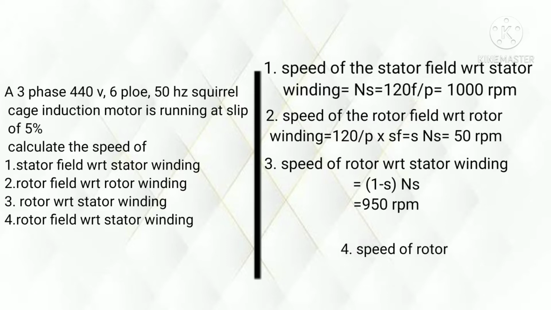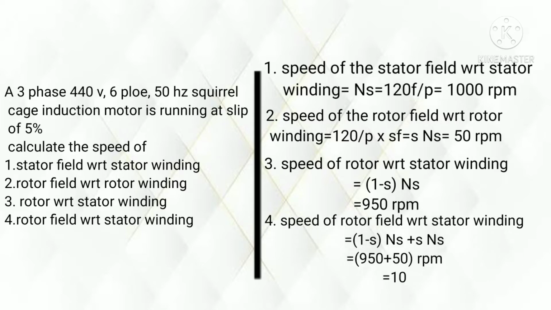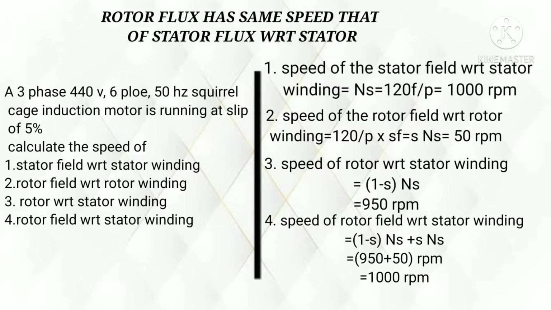Now we are going to calculate the rotor flux speed with respect to stator winding. That is equal to the speed of the rotor flux with respect to rotor winding plus the speed of the rotor with respect to stator winding, that is equal to sNs plus (1 minus s)Ns, equal to 950 plus 50, that is equal to 1000. So we can conclude that the rotor flux has a speed the same as the stator flux with respect to stator winding.